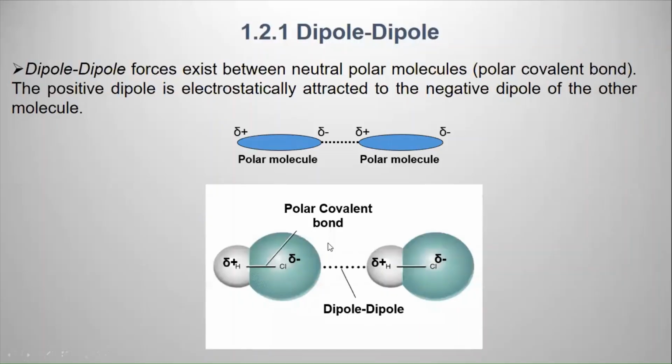So here is an example of dipole-dipole interaction. Here is HCl, and here is another HCl. These two molecules will be connected to each other by the partial positive from the hydrogen of that molecule to the partial negative of the other molecule. And that will create the intermolecular force, dipole-dipole. This is a solid line. The solid line is the covalent bond. Remember, the covalent bond is going to be the solid line. The dotted line here is the intermolecular force, which in this case is the dipole-dipole.